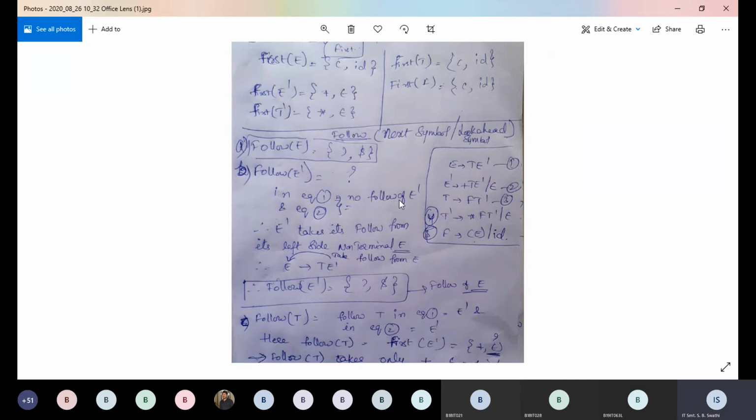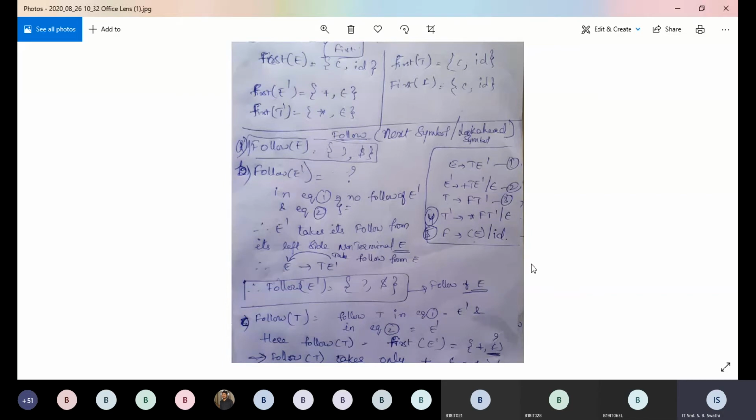Now how to calculate the follow. First we will go with the first one. Follow of E means you need to check what elements are followed after the non-terminal E. When we are calculating the first, we take E dash, T dash, considering them from the left side. These are all present on the left side of the production, right? We were considering the left side production, but when we are computing the follow function, we have to consider the right side production. Never use the left side production. We need to find the follow of each non-terminal in the right side productions.